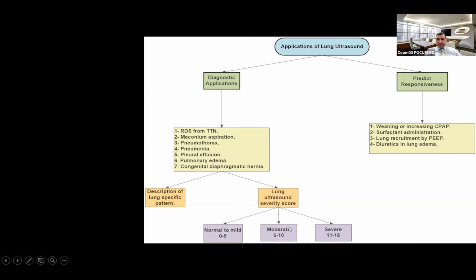Moderate is 6 to 10. It means that you may need to keep the current parameters without weaning at least, or you may escalate if the infant is showing worsening hypoxemia. Severe, more than 10, or 11 to 18, means that you need to escalate, you need to recruit the lung. The lung is almost collapsed.